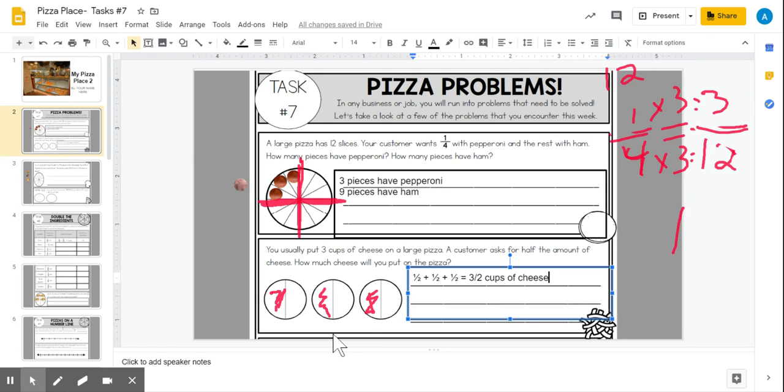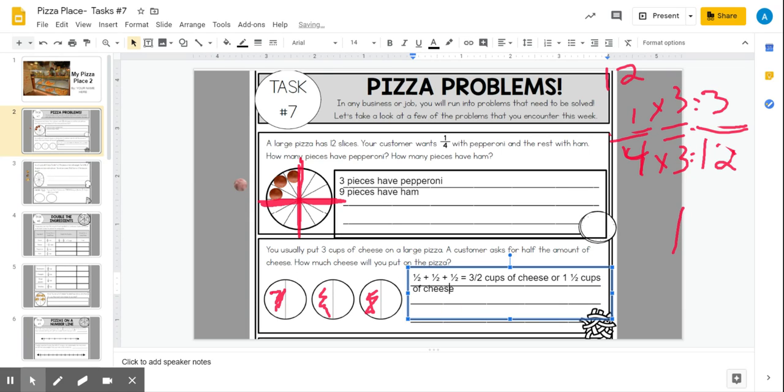And again, we haven't talked about adding fractions, so I know that may be confusing, but we'll talk more about it. And again, as you get older, you'll be practicing it. But again, 1/2 plus 1/2 plus 1/2, you add the numerators, 3, and then you just keep the denominator 2. So you get 3/2 cups of cheese or 1.5 cups of cheese.